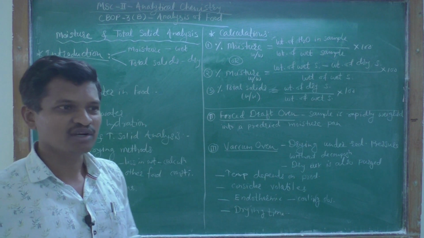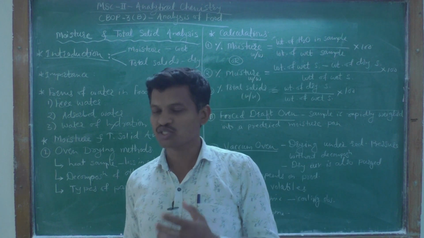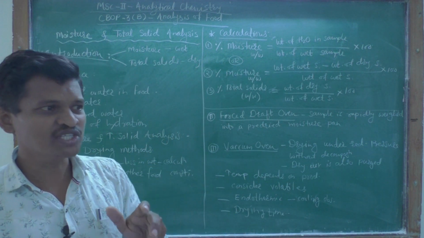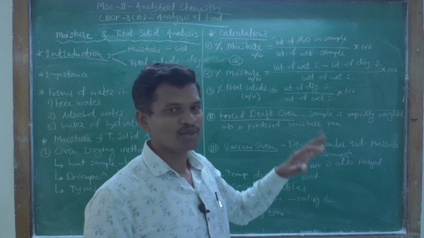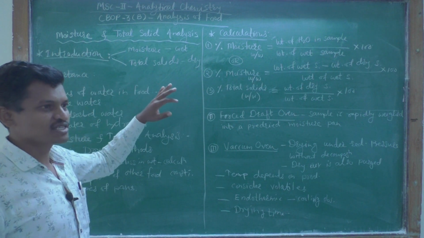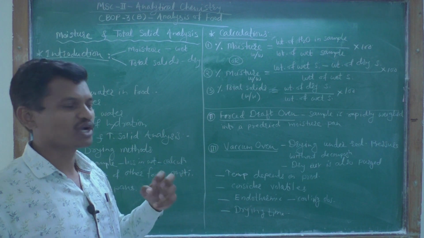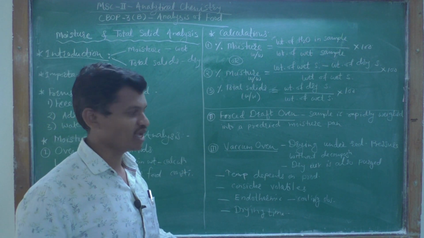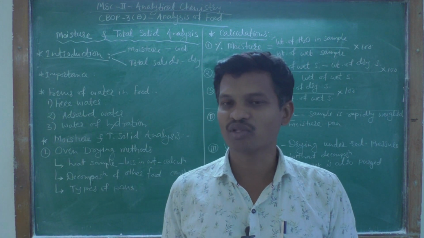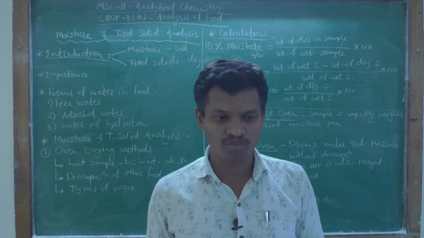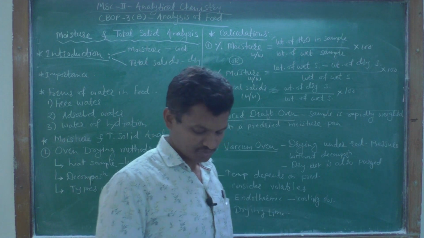Moisture is the wet part or wet matter of the food, which is related to the water content of that food material or food product. And the remaining part of the food product after removal of that moisture is called total solids. So what is meant by total solids? When we remove the total moisture or the wet part of the food product, the remaining part we call total solids.